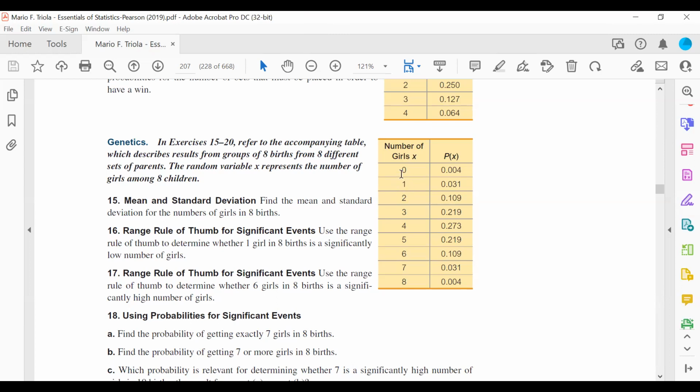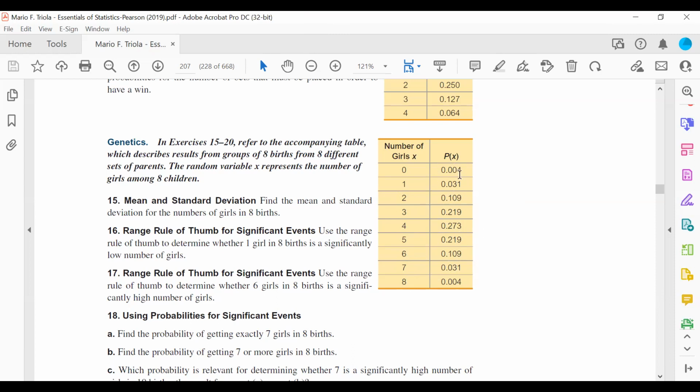Within those 8 couples, what was the probability that none of the couples have girls? It comes to find out it was 0.004. What if one of the 8 had a girl? It would be 0.031. 2 is 0.109. 3 of the couples have a girl, it's 0.219. 4 is 0.273. 5 is 0.219. 6 is 0.109. 7 is 0.031. All 8 have girls is 0.004.